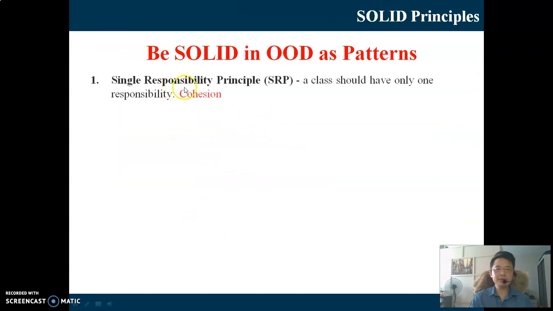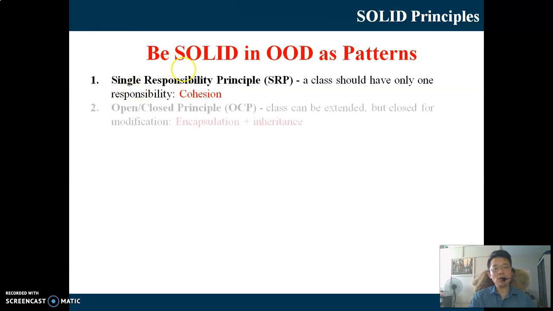S stands for single responsibility principle. It ensures class designs are cohesive. One class is doing one specific responsibility. O, open-closed principle, ensures each class is properly encapsulated. Thus, they are no longer modifiable. However, they can be extended through inheritance.